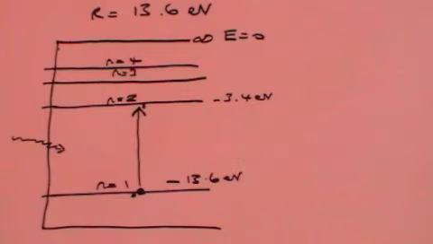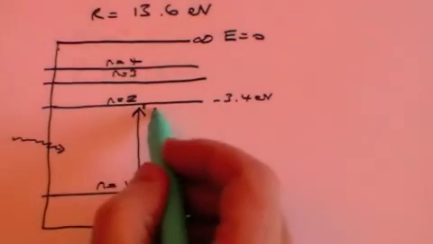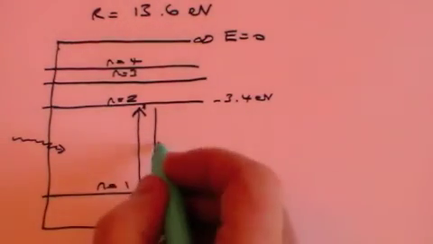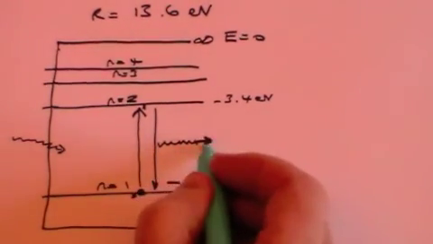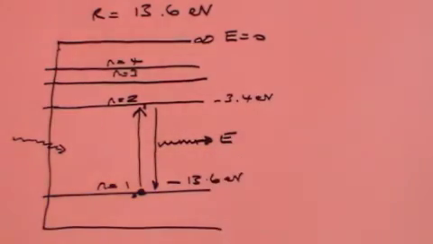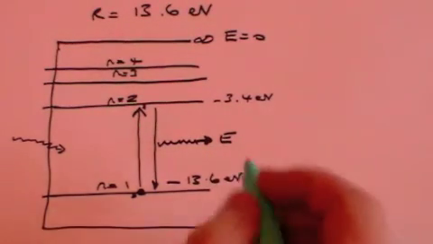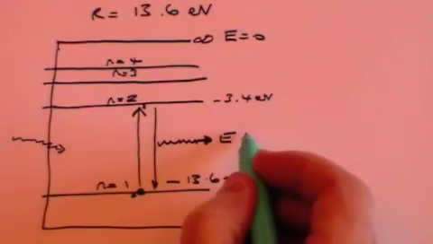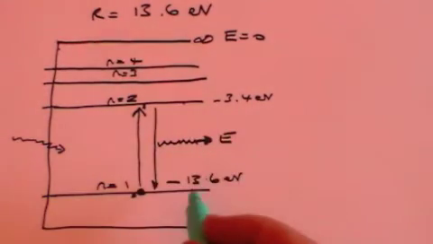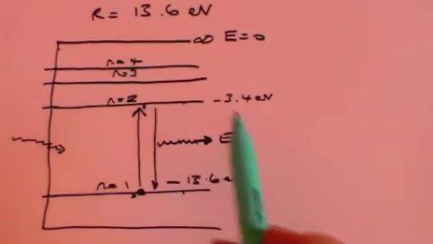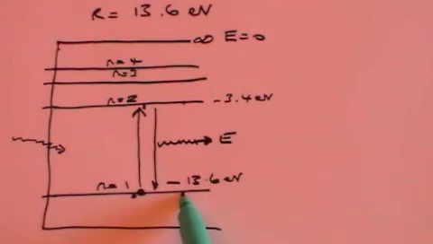If the photon does not have that precise energy difference, the electron cannot move, because it cannot move here or here. It has to go precisely to the next level. If the electron drops down from this level to this level, then it will emit a photon, and that photon will have a very precise energy, because the energy will be precisely the difference between the higher energy level and the lower one.